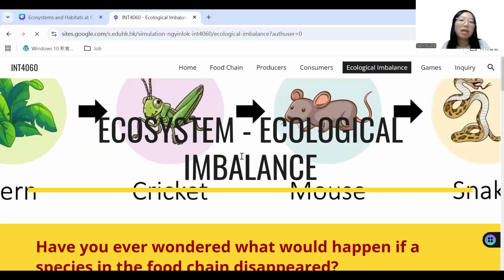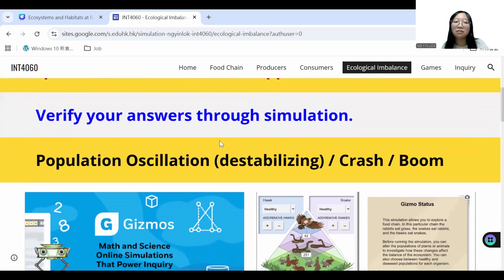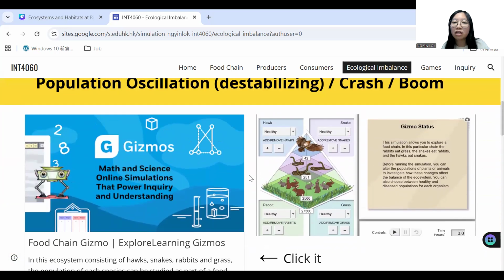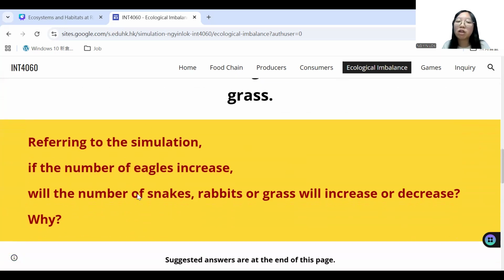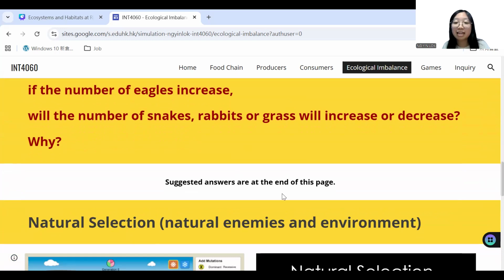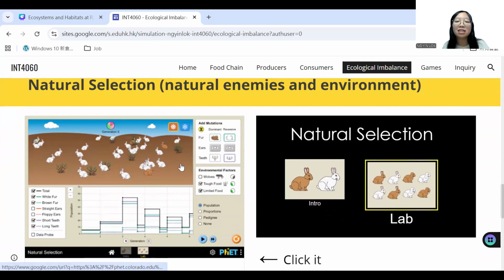Then we talk about ecological imbalance. Have you ever wondered what will happen if a species in a food chain disappears? This is the simulation, where you can control the numbers of snakes and rabbits. I leave the question for you and I suggest the answer at the end of the page that you can trace later. And there is another simulation that we may trace together.